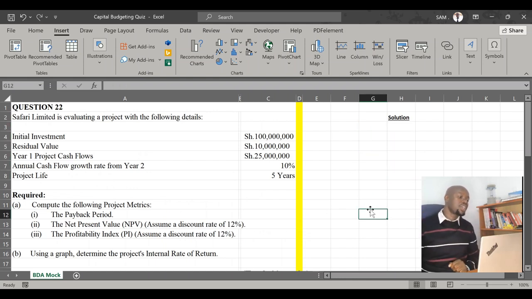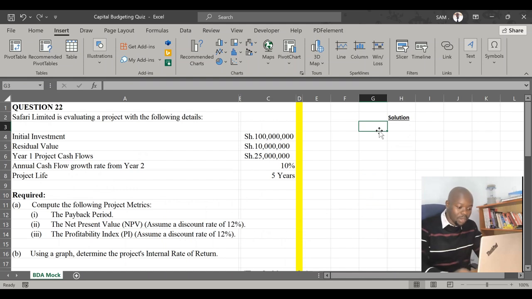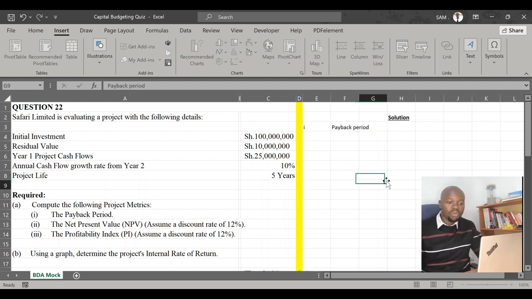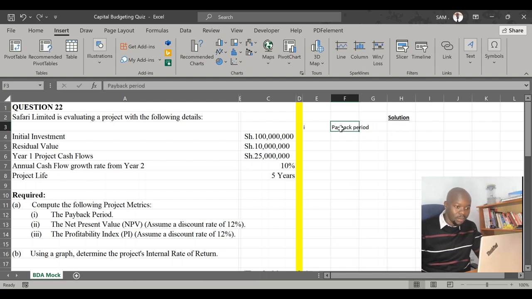Now, there we go. So we want to compute the following project payback period. I would want us to start with payback period. That is the first item that we're supposed to compute. How do you compute payback period using the data given? And remember, we've been given something interesting here.